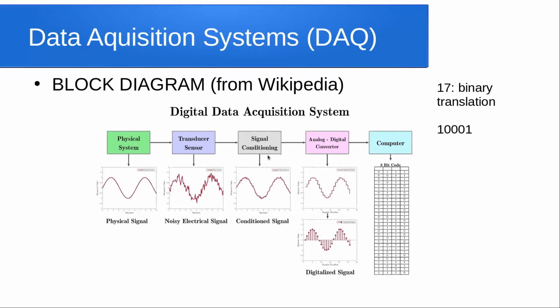Then we do an analog to digital conversion, which is then fed into the input port of the microcontroller. This is how the input looks. So this is a physical signal, which is translated into a binary signal, and only then is it read by the computer.